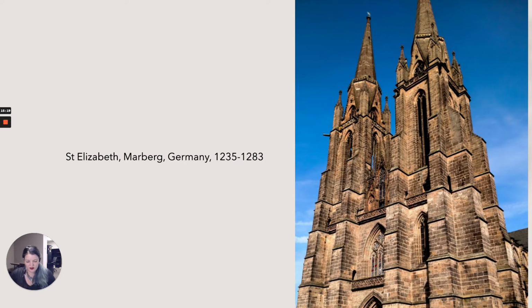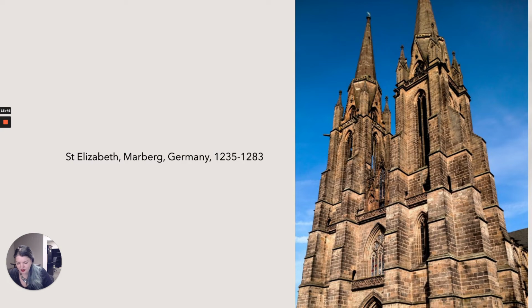Okay, so this is St. Elizabeth. This is in Marburg, Germany. And you can see here that we have another example of a very German take on the Gothic. We have a westwork with identical symmetrical towers. We have our pointed arches on our windows. This is quite heavy. It has a lot of engaged buttresses in the front westwork.